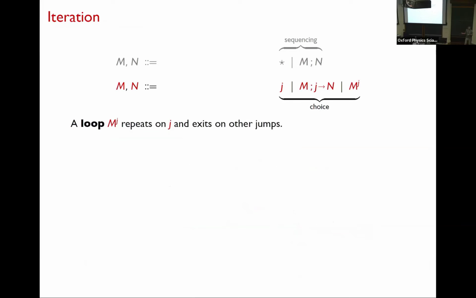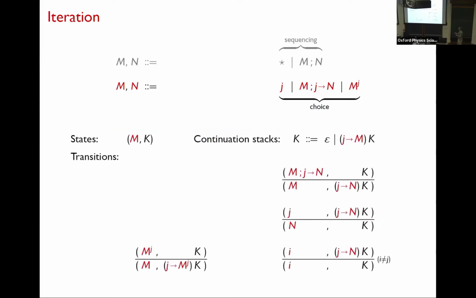And now we add iteration. The fall-through nature of this, the conditional nature of these exceptions, means we can do loops in a very, very nice way. So M to the J repeats on J and exits on other jumps. So on the machine, M loop on J evaluates M and pushes J to M to the J on the continuation stack. So that will keep on looping until at one point M exits with something that isn't J.